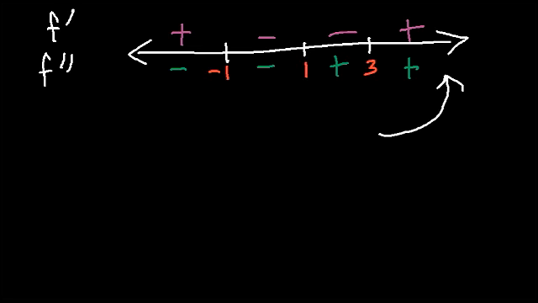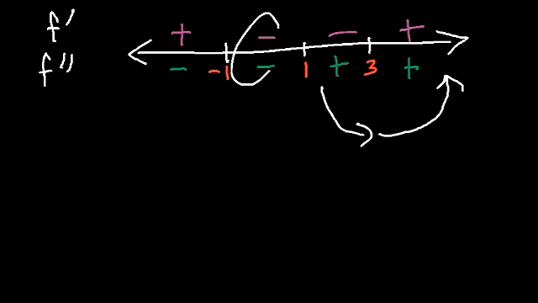Now what about when the first derivative is negative but the second derivative is positive? That means the function is decreasing but it's still concave up. So it looks like this. It's decreasing, but we still have a concave up shape. So it's decreasing at a decreasing rate.